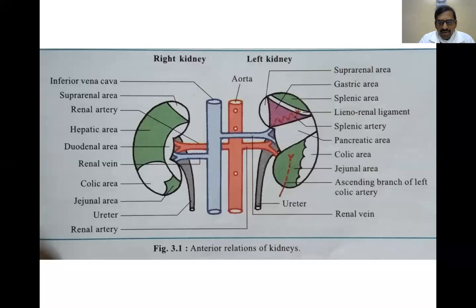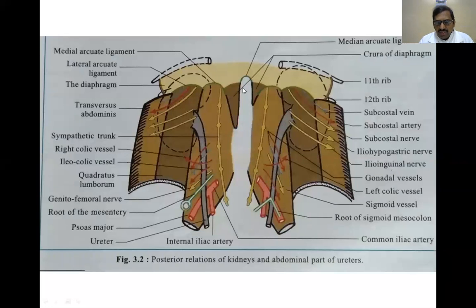Here the upper end is rounded, and it is 2.5 centimeters away from the midline. You see here, suppose you take this midline, this upper end is 2.5 centimeters away from it. This is the left kidney, related to the 11th and 12th ribs. But the right kidney is related to only the 12th rib, not the 11th rib. Here is the distance from the midline to the upper pole of each kidney.